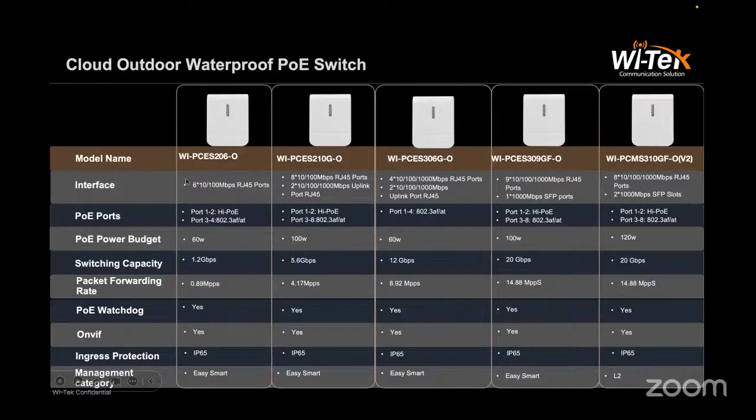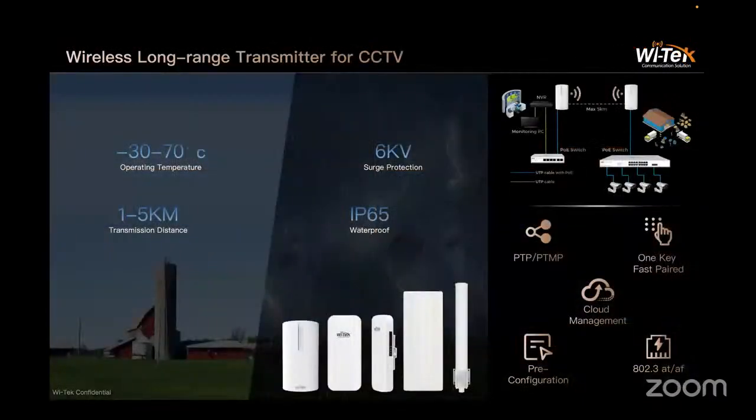This is the series we have, from 4 PoE and 8 PoE megabit to 4 PoE and 8 PoE gigabit. For gigabit 8 ports, we have one fiber. This model is layer 2, and we have two fiber. And the others are smart level. Then we have some good points working together with the outdoor PoE switch.